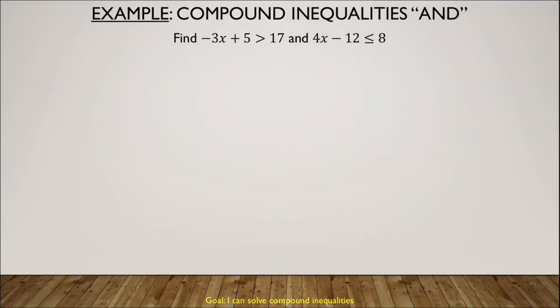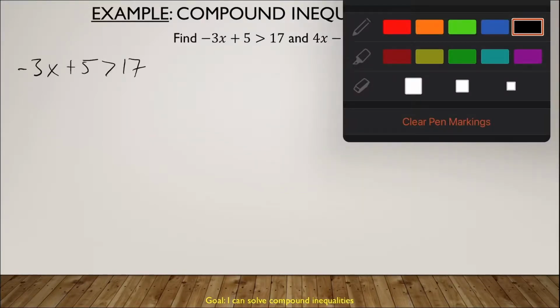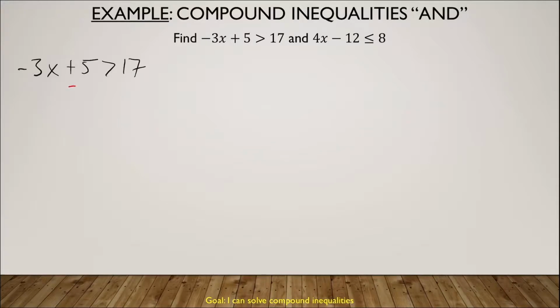Okay, so let's do an example problem. Find negative 3x plus 5 is greater than 17 and 4x minus 12 is less than or equal to 8. The first thing I have to do is solve for x in both of these. Let's start with this one. I'm going to subtract 5 from both sides. When I do that, I get negative 3x, those 5's cancel out, greater than 12.